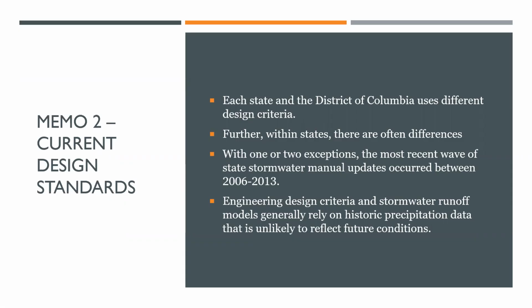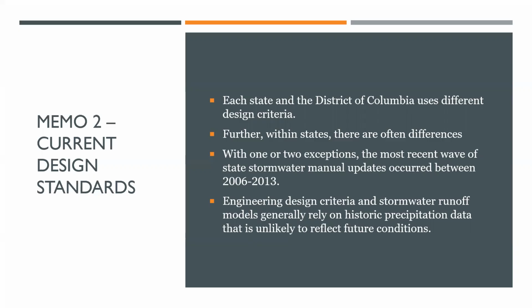So basically, the takeaway here for a lot of folks is that each of the states and the District of Columbia use slightly different design criteria. There might be some common themes, but they all have their own flavors. And then within those states and jurisdictions, there are further differences depending on the agency, right? The transportation agency might have slightly different design standards than the environmental regulatory agency. Federal facilities might be using something different as well.